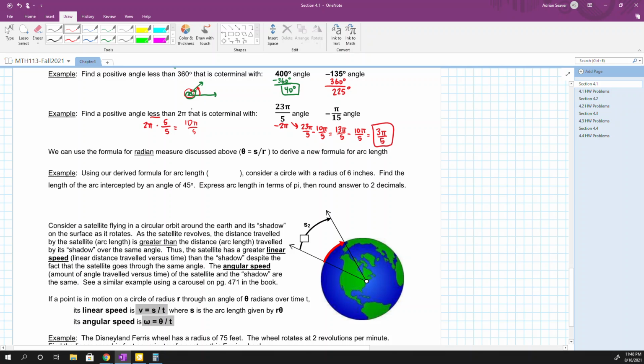We could think about that again here. I could say, well, negative pi over 15. I could come in here and say, let's add 2 pi to that. Well, that's going to be the same as negative pi over 15 plus, well, 2 times 15, that'd be 30 pi over 15. That's the same as 2 pi. So that would be 29 pi over 15. Again, that's less than 30 pi over 15, so it's less than 2 pi, but it is also positive.